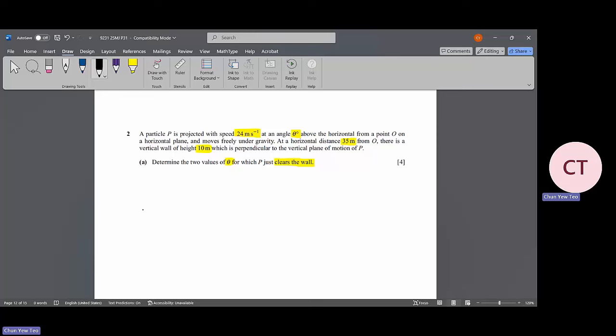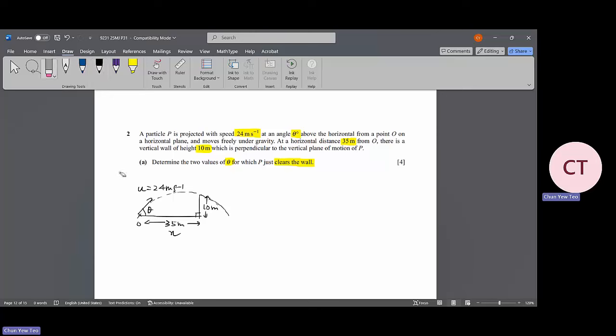Okay, so that means if you draw it out, this is the point O. And this is the projectile. This is the point that you project with the u equal to 24 meter per second at an angle theta, and it just clears the wall. That means it passes through exactly the top of the wall. So this one is 90 degree. This is 35 meter. Then this one is a 10 meter. So you can see that we have an x, this is the x, this is the y.